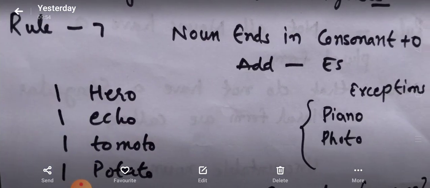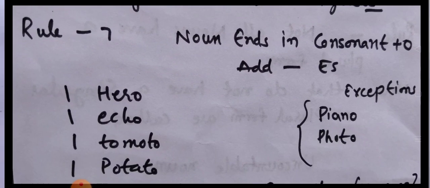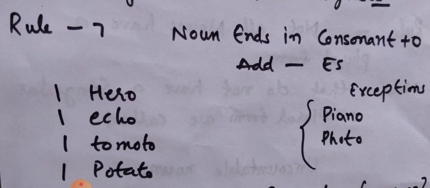So let's move forward to your rule number 7. Your rule number 7 says if your noun ends in consonant plus O, it means your last alphabet has to be O, but just before O your second last alphabet is your consonant. It is the same kind of rule which we have discussed in rule number 4 and 5, the vowel and consonant plus Y. Same way, vowel, consonant plus O.